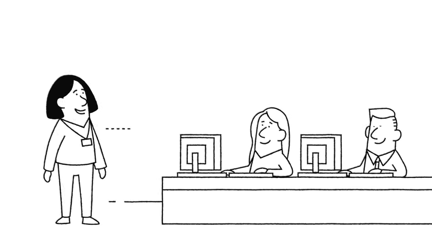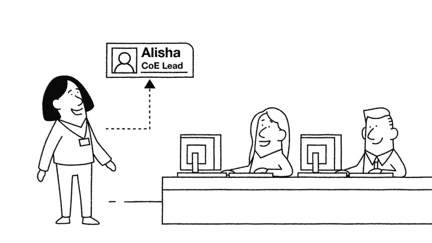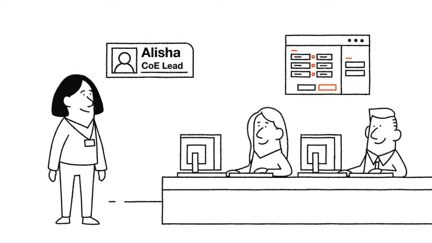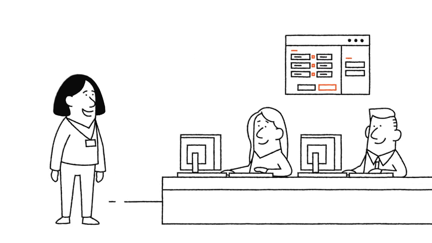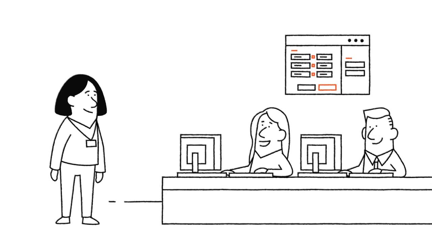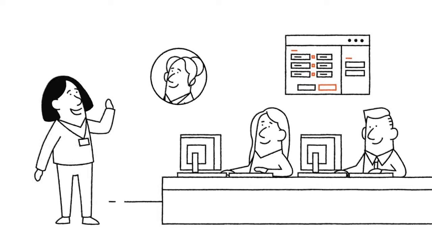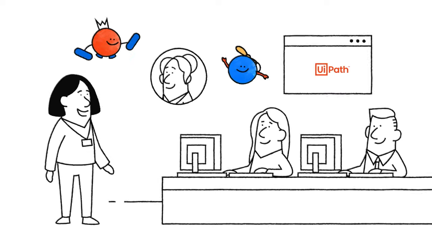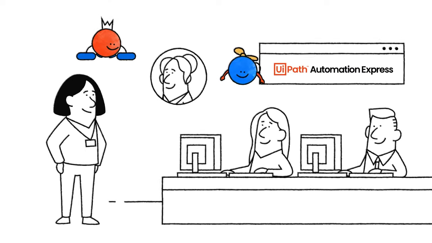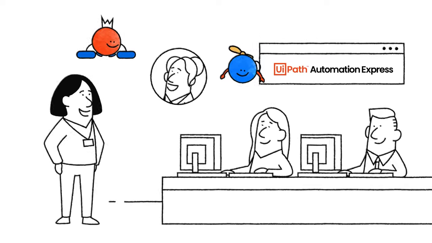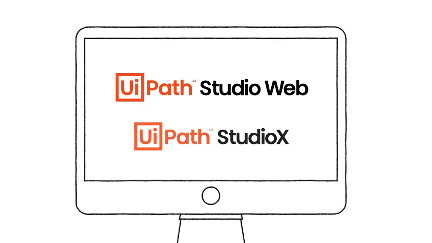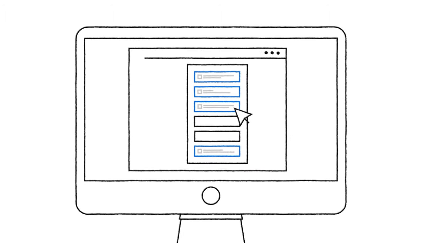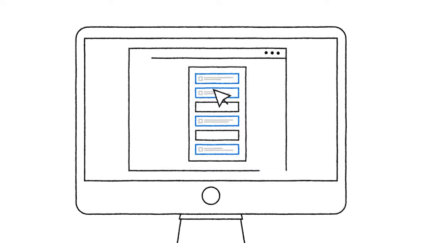Mary isn't the only one excited. Alicia, a Center of Excellence lead, has already got their company automating a bunch of end-to-end processes with UiPath. After seeing Mary's success with Automation Express, she is inspired to introduce more employees to automation. Employees in the company get free access to UiPath Studio Web and Studio X, which allows them to start building automations in no time, from scratch or by using pre-designed templates.